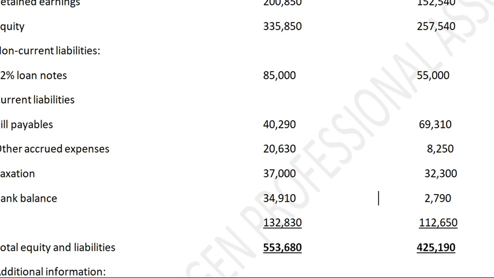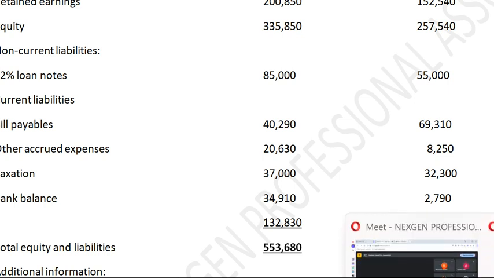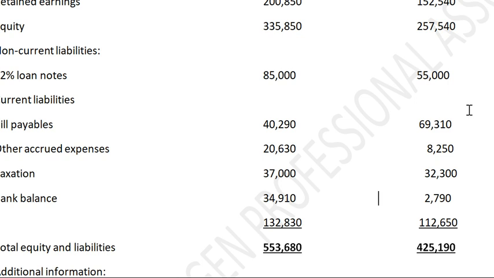Let's check all these current liabilities items. So we have bills payable. We started with 69,310. We are closing with 40,290. Is this a decrease or an increase? Are we still together? A decrease. It's a decrease. Okay, take note of that.